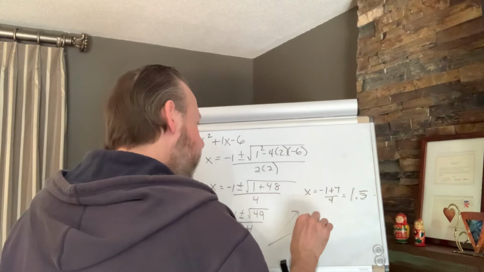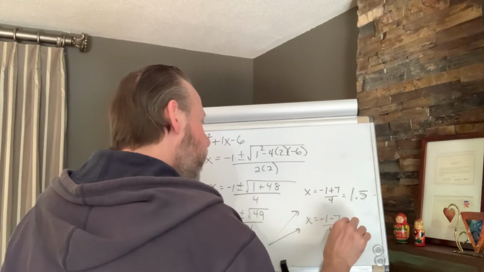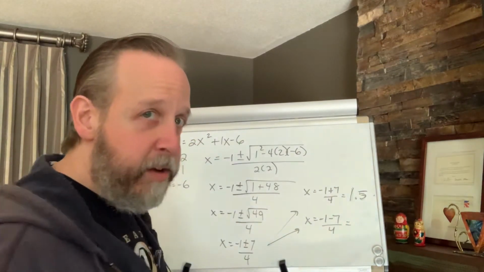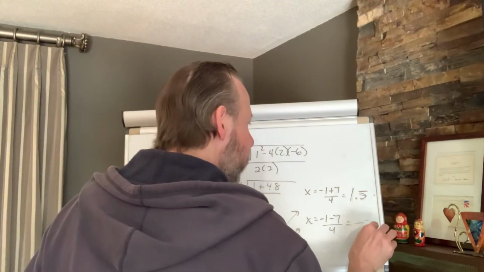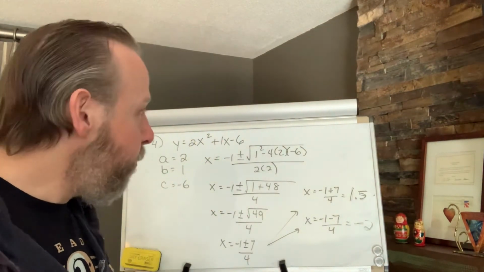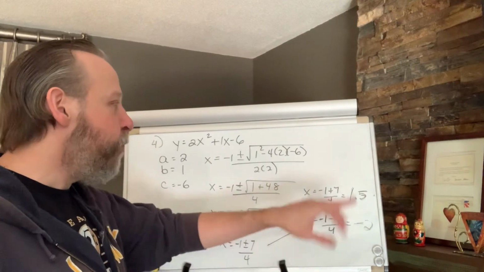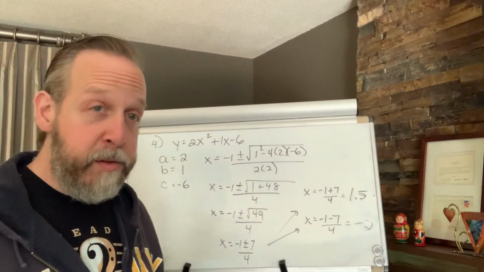And we also have the negative option, -1 minus 7 over 4. -1 minus 7 is -8, over 4 is -2. So I think we're going to retire this marker. Two solutions, it's 1 1/2 and -2. We knew that because there was a positive number under the discriminant.